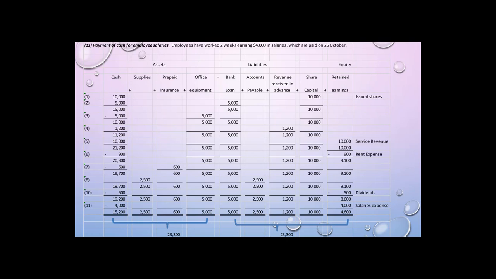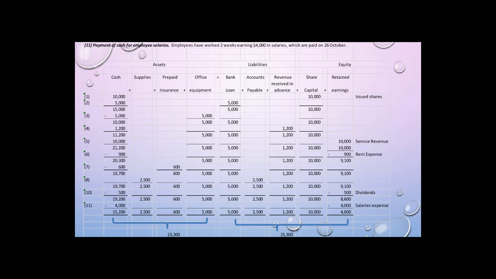Okay, last transaction is all about payment of cash for employee salaries. So 2 weeks salaries you're paying, this is an expense. So we paid cash, it reduces our cash. And then you go to retained earnings. As I mentioned to you, we will only use for now retained earnings to account for expenses. So here we have salaries expense 4,000. So it reduces the retained earnings.